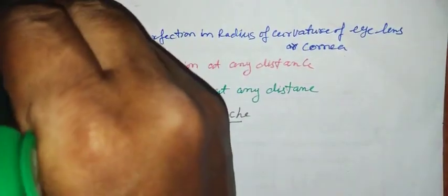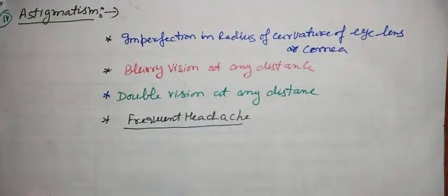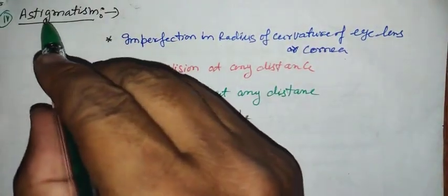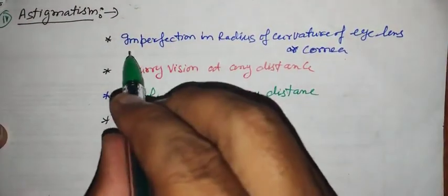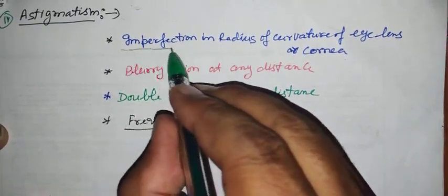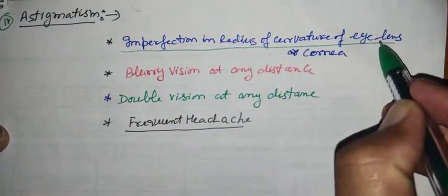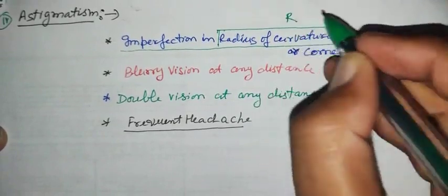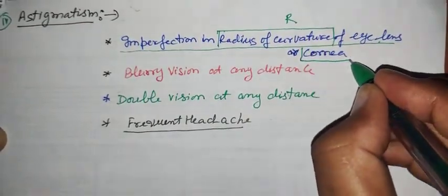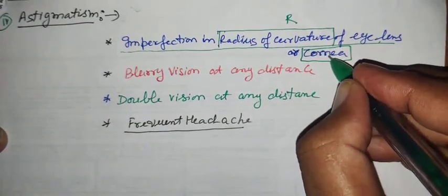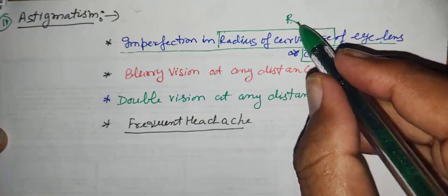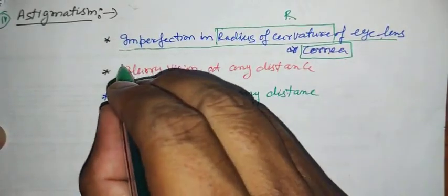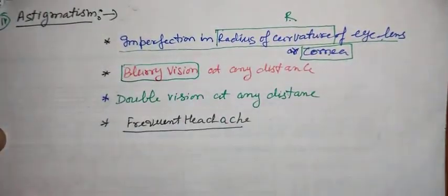Now see the fourth problem after myopia, hypermetropia and presbyopia. This is astigmatism. It is due to imperfection in the radius of curvature of the eye lens. Sometimes there is imperfection in the radius of curvature R, or sometimes in the cornea also. The cornea and eye lens are both nearby. Due to that, the person has blurry vision.